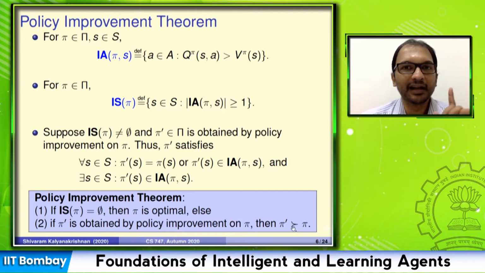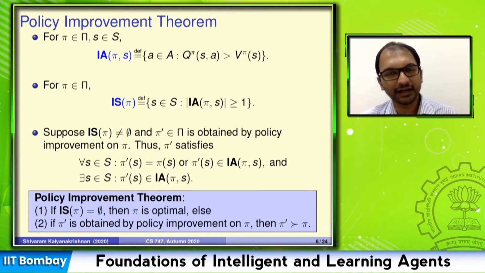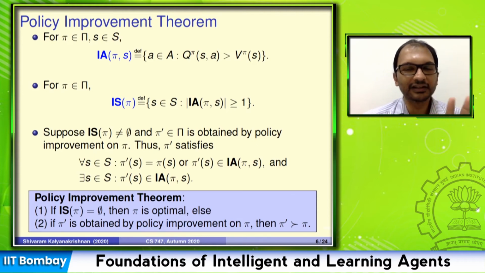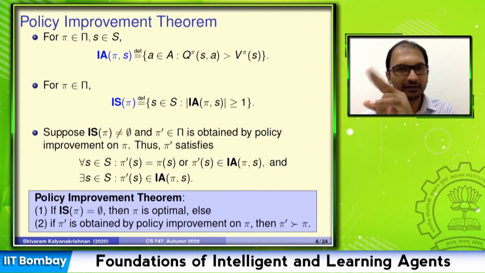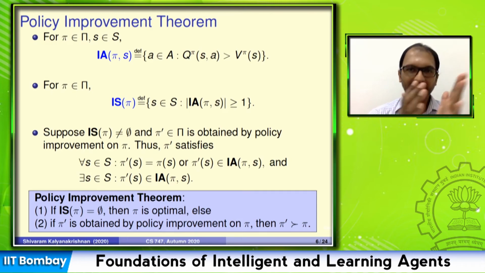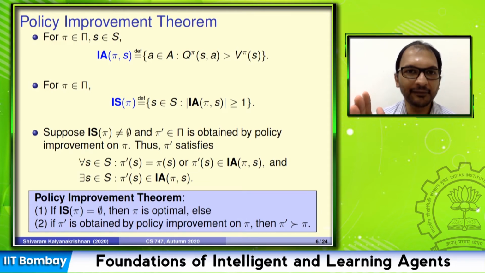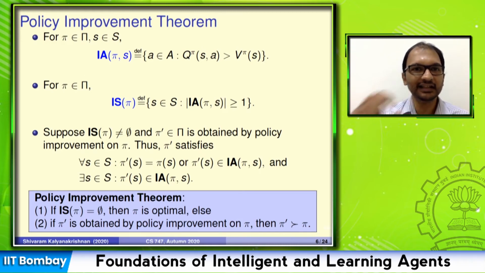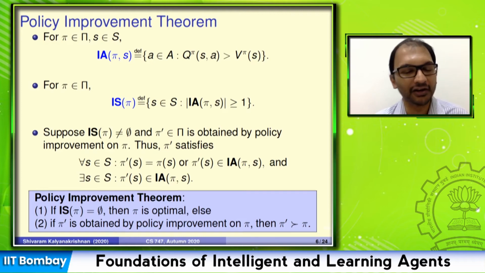Remember our definition: pi prime is greater than pi means value function of pi prime is greater than value function of pi, and that means element-wise for every state the value function of pi prime is greater than or equal to the value function of pi, and additionally there is at least one state in which the value function of pi prime is strictly greater than value function of pi. So there is strict domination going on here.